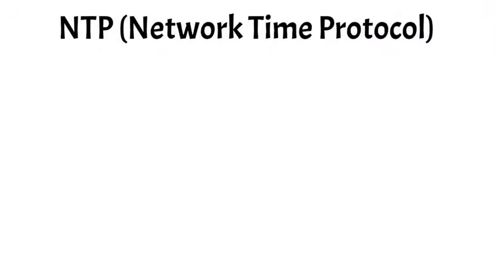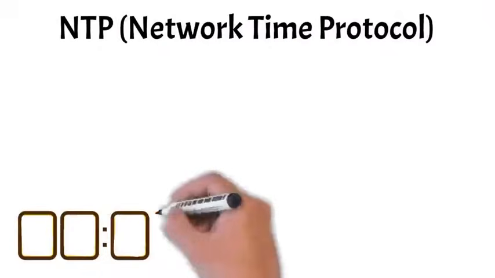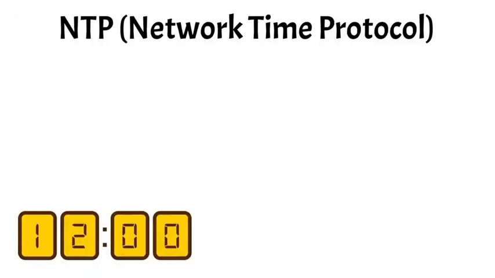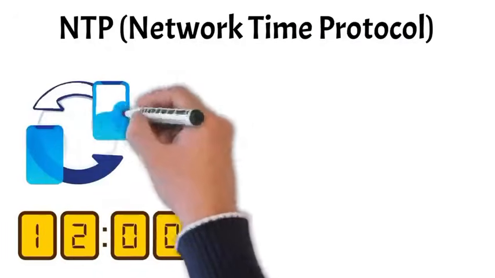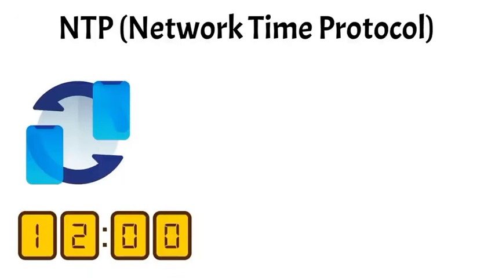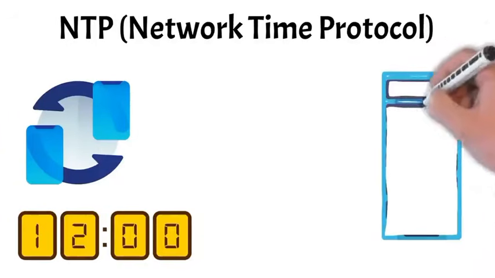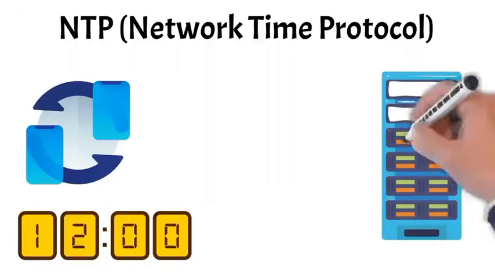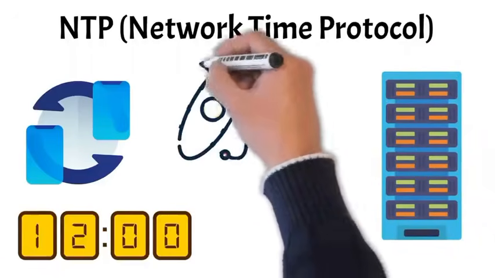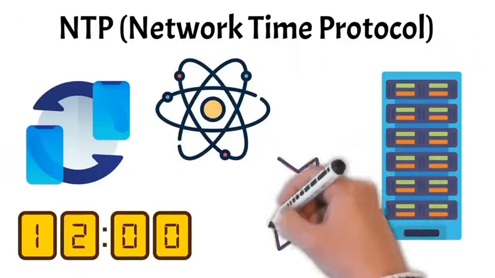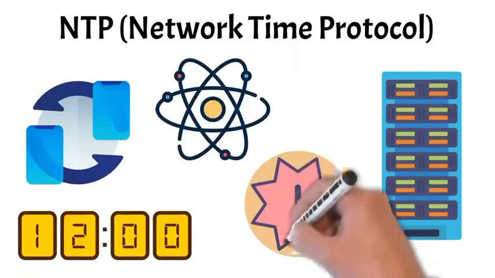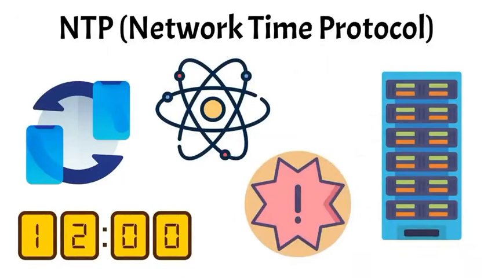Next, let's take a look at NTP. NTP, or Network Time Protocol, is a network protocol used to synchronize the clocks of computers and network devices over a network. It ensures that all devices on a network have a consistent and accurate time, which is crucial for various applications such as logging events, coordinating transactions, and scheduling tasks. NTP operates by allowing devices to communicate with time servers which provide the correct time based on highly accurate sources like atomic clocks. By maintaining synchronized time across a network, NTP helps in preventing errors and inconsistencies that could arise from time discrepancies, thereby ensuring smooth and reliable operations.